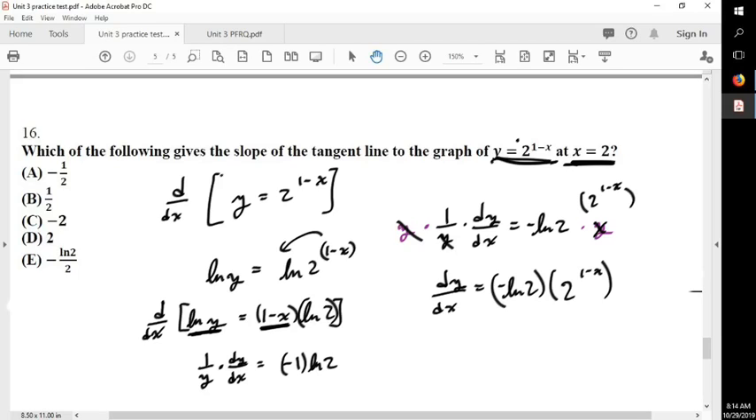Now, plug in the 2. Right? We got to plug in the 2. So now I'm plugging in the 2. I have negative natural log of 2 times 2 raised to the 1 minus 2, which is negative 1. So that's a 1/2, right? This is 1/2 times negative natural log of 2. There's like a negative 1 in front of the natural log, so we have negative 1/2 natural log of 2. That's one way you can write it. Another way you can write this is you can put the natural log on top. So it'll be natural log of 2 divided by 2.